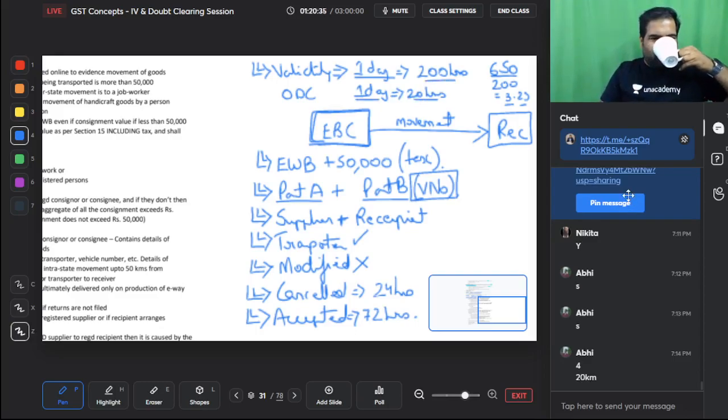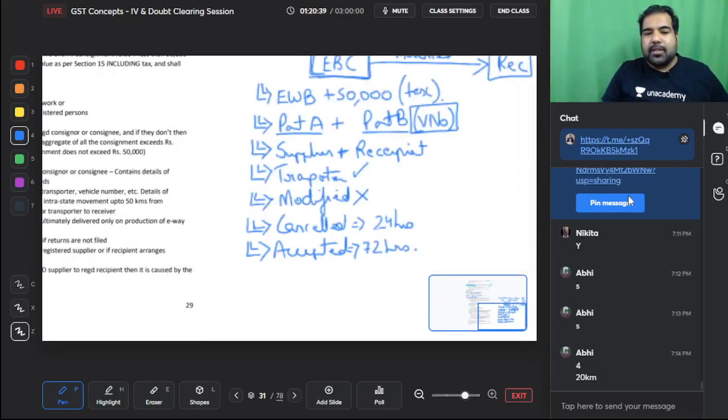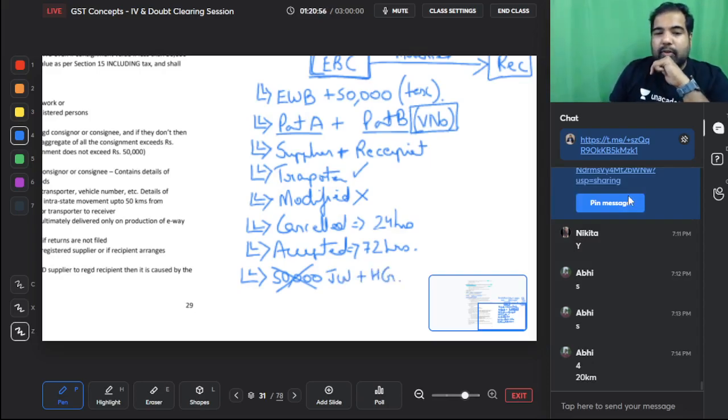Next, this e-way bill is compulsory in certain situations, more than 50,000. But even if it's less than 50,000, this 50,000 limit will not even be seen if it's transport to a job worker or it is handicraft goods. Two cases where you will not see this limit: when you are sending goods to a job worker, and when you are supplying handicraft goods, you will compulsorily require an e-way bill.